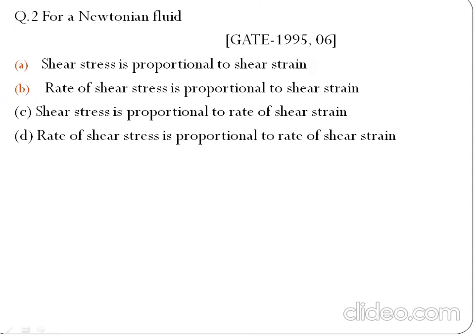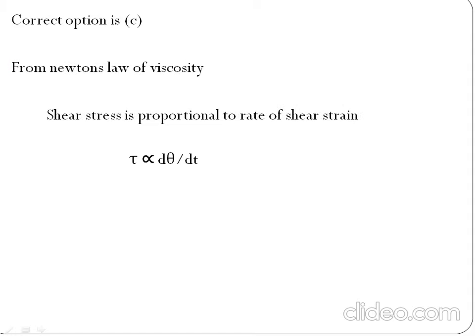Second question. For Newtonian fluid, option A shear stress is proportional to shear strain. Option B rate of shear stress is proportional to shear strain. Option C shear stress is proportional to rate of shear strain. Option D rate of shear stress is proportional to rate of shear strain. So correct option is answer C, because from Newton's law of viscosity, shear stress is directly proportional to rate of shear strain. Tau is directly proportional to d theta by dt.